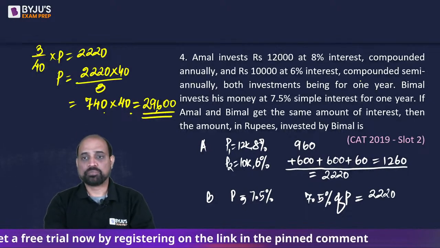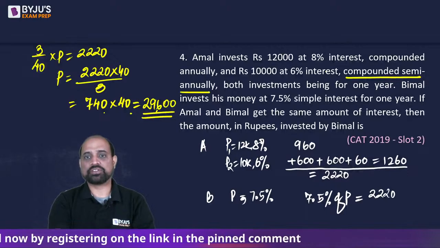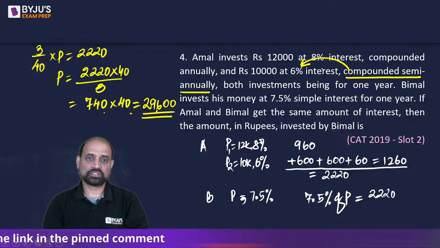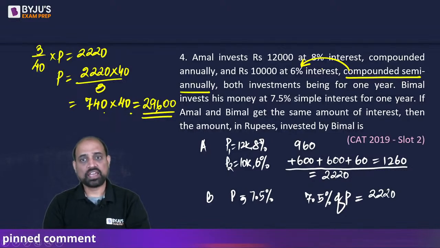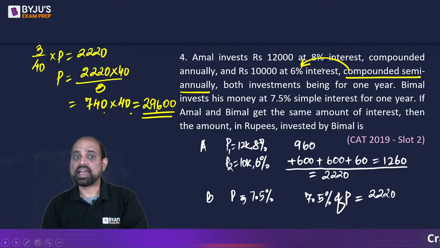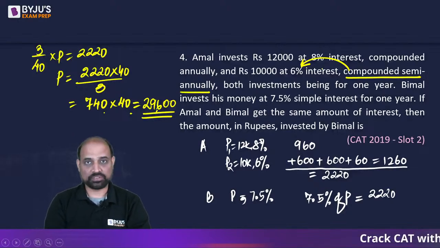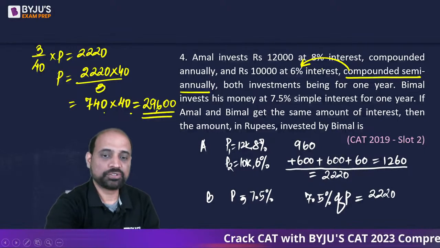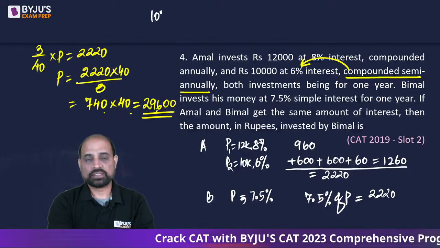Yogesh, no, because it says compounded semi-annually. So 6% is already compounded semi-annually. You don't have to further decrease it. Had it been rupees 10,000 at 6% annually and it was compounded semi-annually, then you would further make it 3%. So I'll tell you the difference in the language.